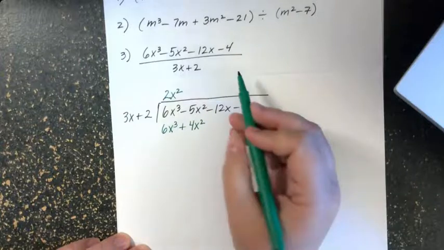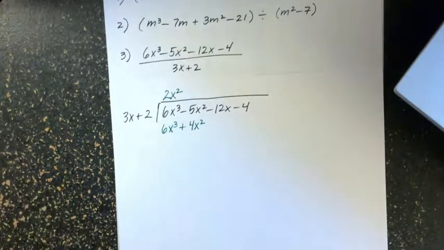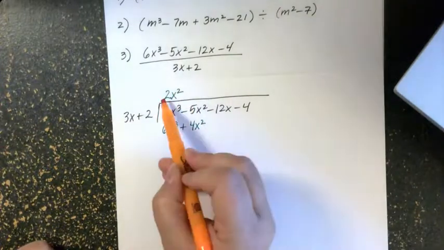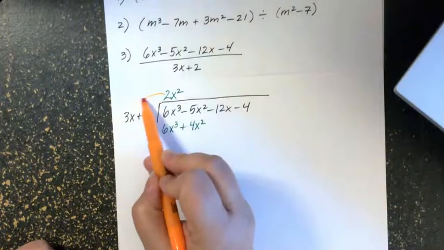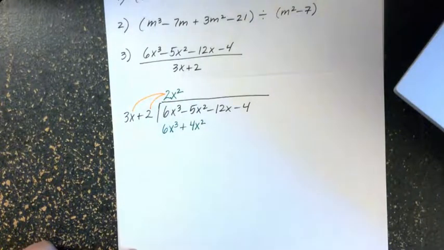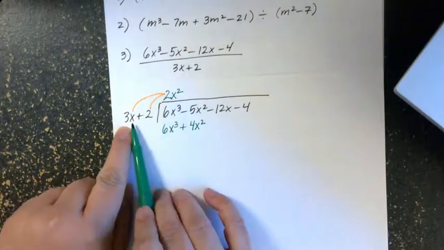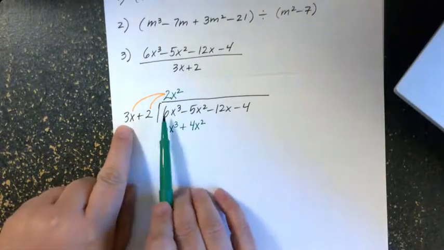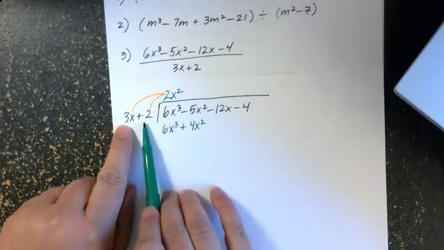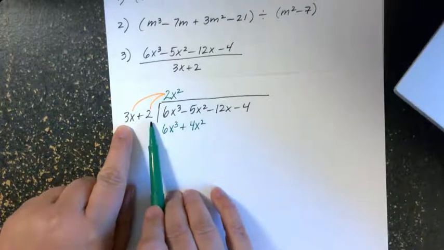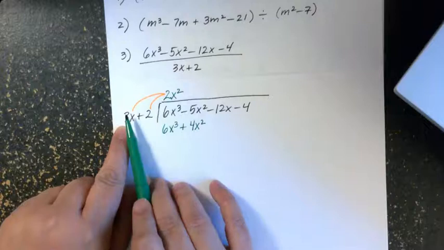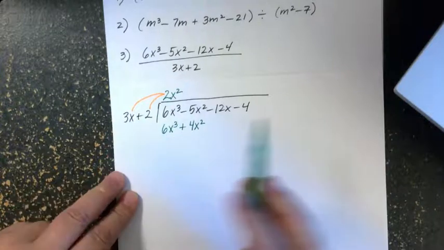I hate to clutter up the picture, but I like to do this when I'm doing it on my own in pencil. I like to point out that I multiply this times this and this times this. And I do that with every term that I put on top. When I'm asking myself what to put up there, I just look at the first term. I say 3x times what equals this. I don't worry about the plus 2 at all when I'm asking that question. But once I have decided what goes up here, it has to be multiplied times both of those things.